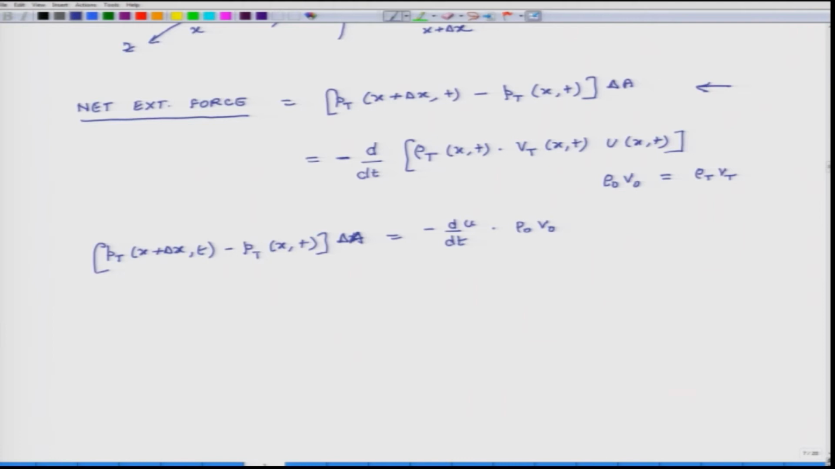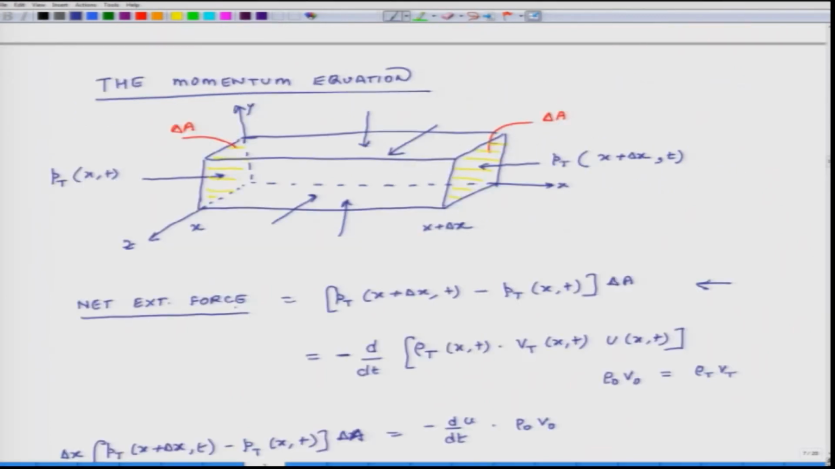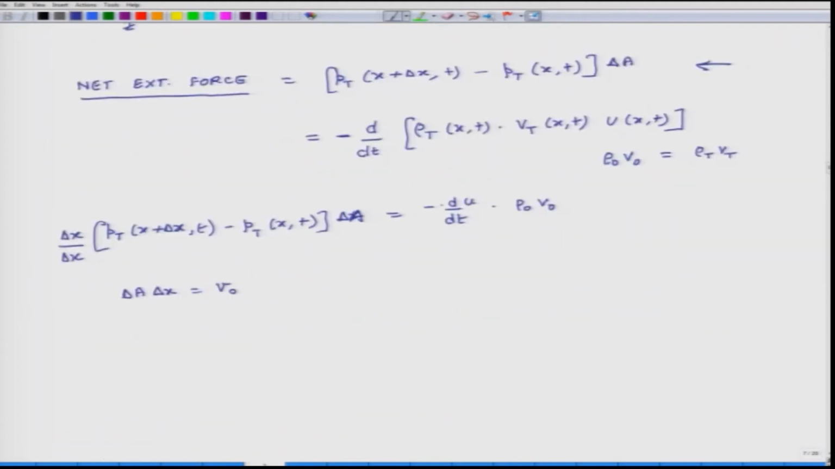The next thing I do is multiply and divide this by delta x. We know that delta A times delta x is equal to V naught. This length of the fluid element is delta x, and the cross sectional area is delta A, so the overall volume is V naught.